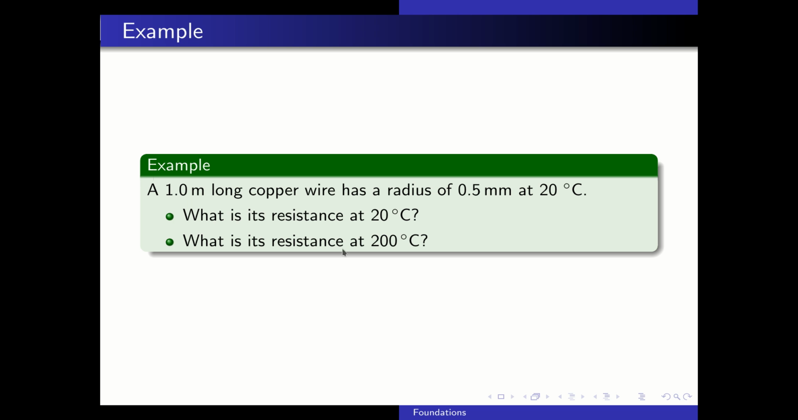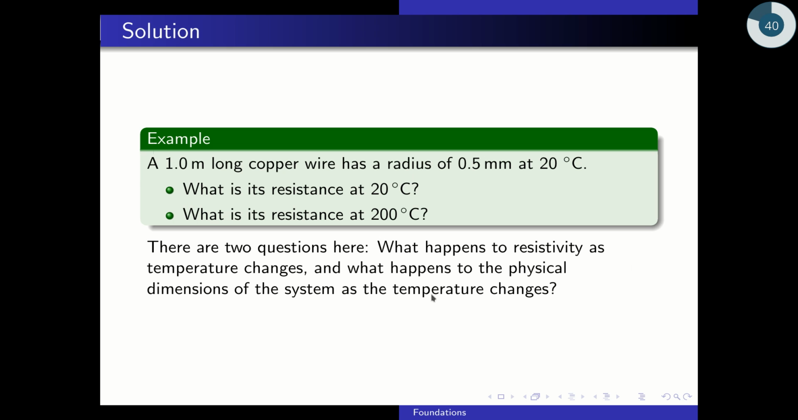I want to look and see what happens to the resistance when we change temperature. And the main reason I want to do this is because there are actually two things going on. The resistivity is going to increase as temperature increases, but the physical dimensions of the system are going to change as well. The wire is going to expand as it heats up. Its length is going to become greater. Its cross-sectional area is going to become greater. So what happens? How do these two factors play off one another?